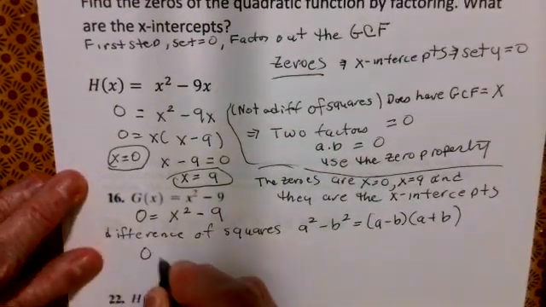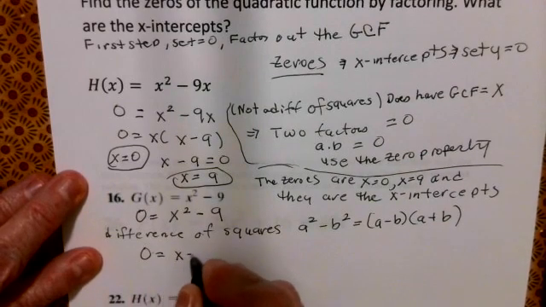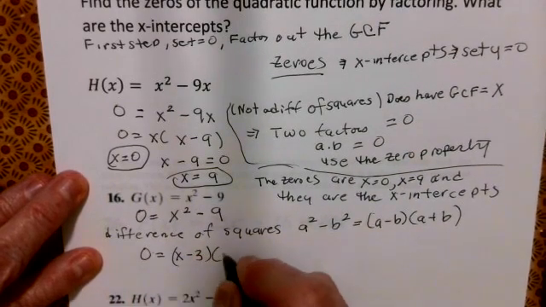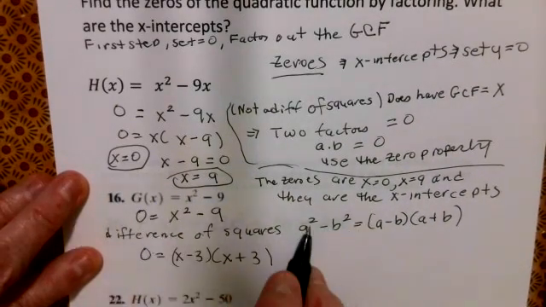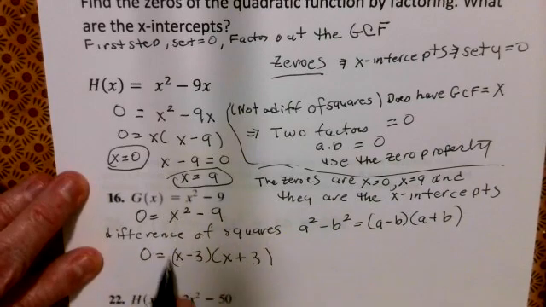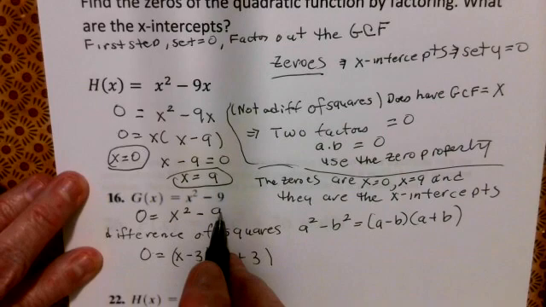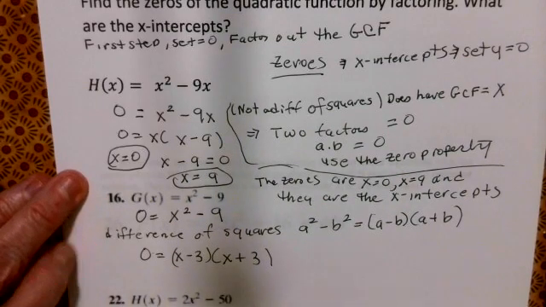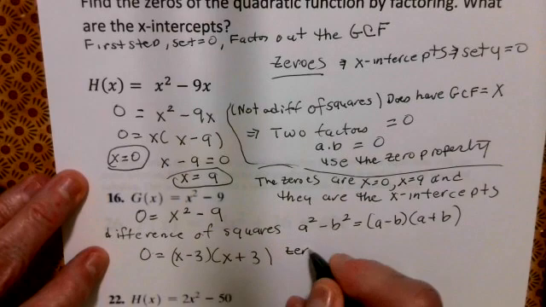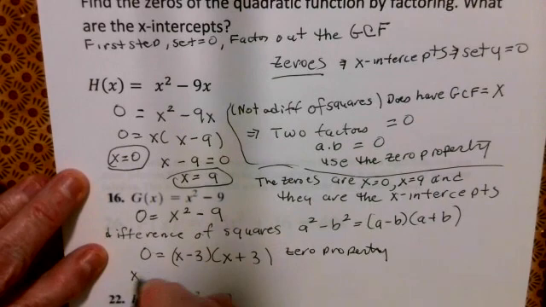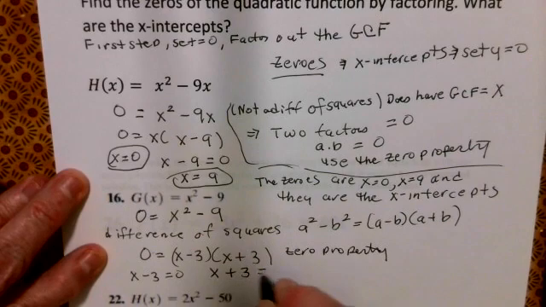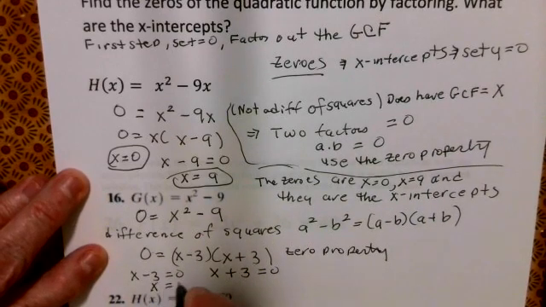We can go 0 equals x minus 3 times x plus 3. You see, in this case, looking at this and this, your a is x and your b is 3, because 9 is 3 squared. And then we're going to use the 0 property. So we set x minus 3 equal to 0, and we set x plus 3 equal to 0. We get x equal 3, and we get x equal negative 3.